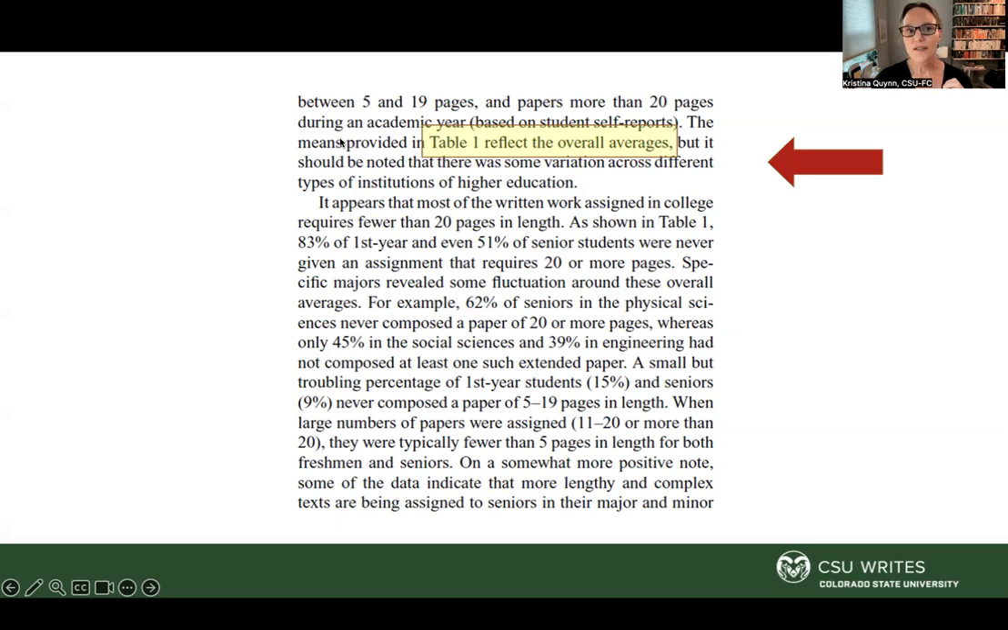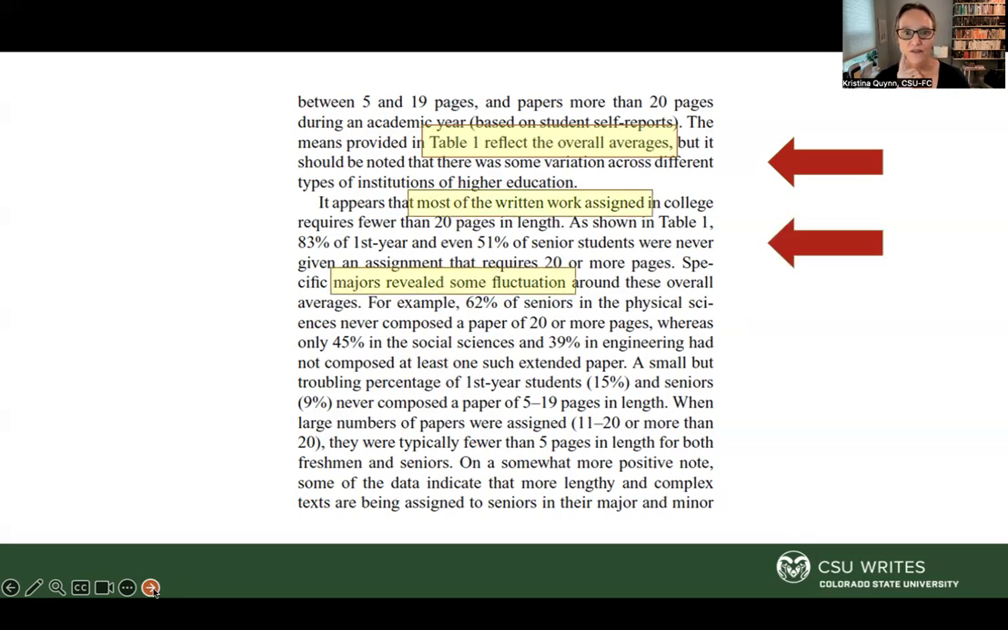It's important because if you're reading this and you're thinking, well, that's not true of my institution, then they've already covered that for you, saying it's not going to be all institutions. It appears that most of the written work assigned in college requires fewer than 20 pages in length. As shown in Table 1, 83% of the first year and even 51% of senior students were never given an assignment that requires 20 or more pages.